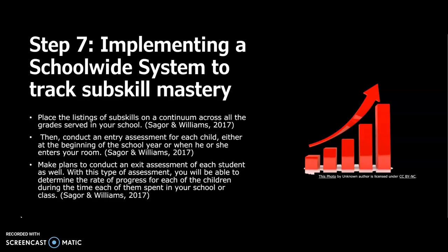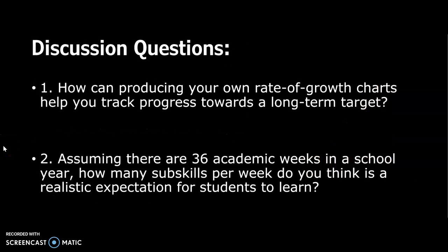Slide 6 and step 7, implementing a school-wide system to track sub-skill mastery. So this is like on a macro scale. This is on a school-wide scale. You would want all the teachers across curriculums to have their own sub-skills that they are tracking. And then you would want everybody to have a sort of pre-test that you could give students at the beginning of the year to see, okay, which skills do they already have? And then at the end of the year, you give them that same test and see how much growth they've made over the year. And that's basically the conclusion of the chapter.